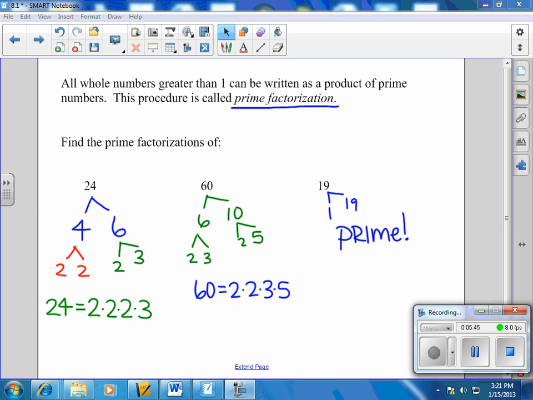Remember, you can always prove that to yourself. 2 times 2 is going to give you 4, times 3 will be 12, and if you multiply 12 by 5, you end up with 60. For 19, it's kind of a trick question. 19 is already prime. There's no two numbers that multiply together and give me 19, so I can't break it down at all. You could write 1 and 19 to remind yourself that that's it that goes into it, but that's not factorizing it.